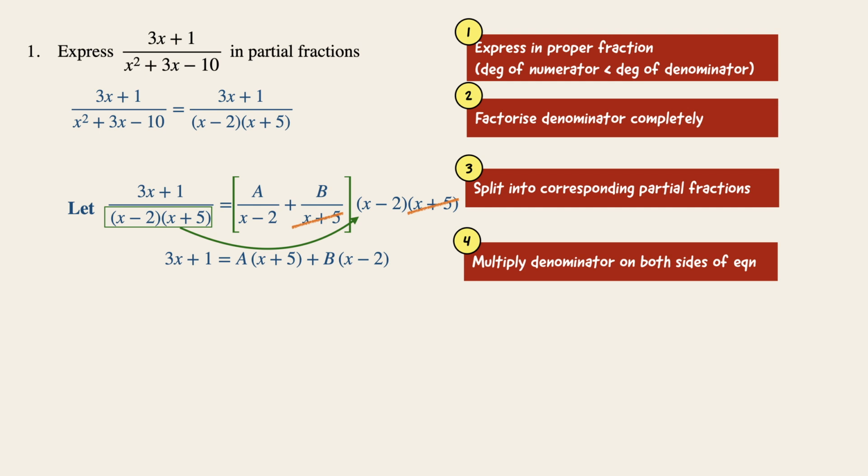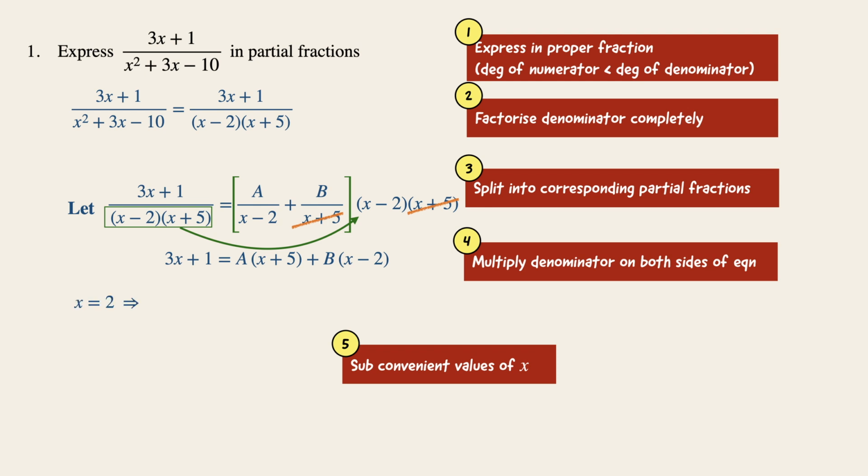The next step, we will substitute convenient values of x, something that works to our advantage. Now we don't want to substitute a huge number here because that will give us a simultaneous equation. The trick here is to substitute a value of x that eliminates the value of A or B. So if we were to substitute x equals 2, for example, B gets eliminated because it is multiplied with a 0. So A is then equal to 1 after solving this equation.